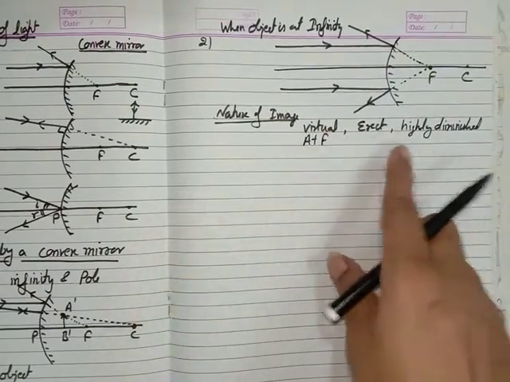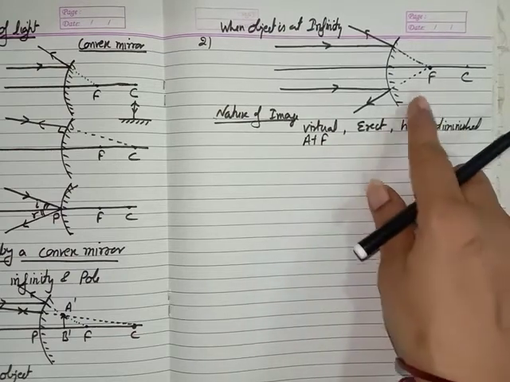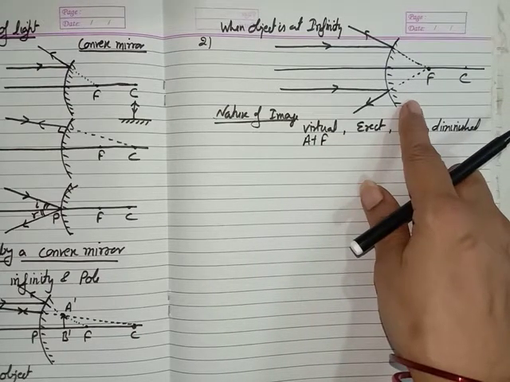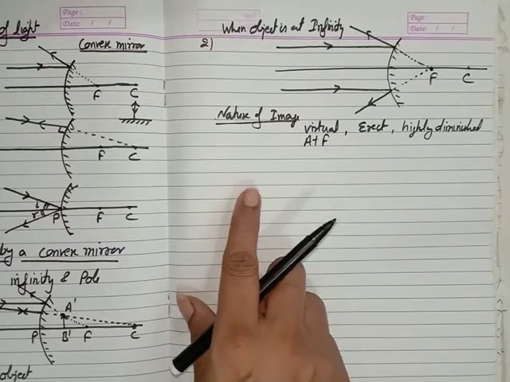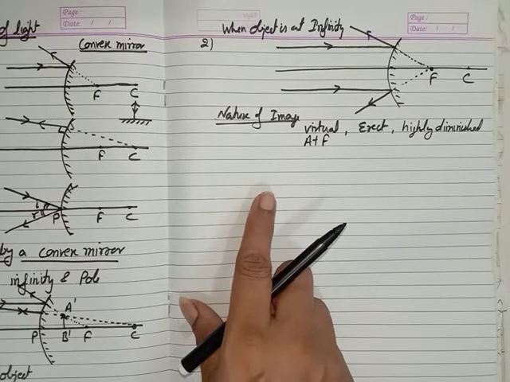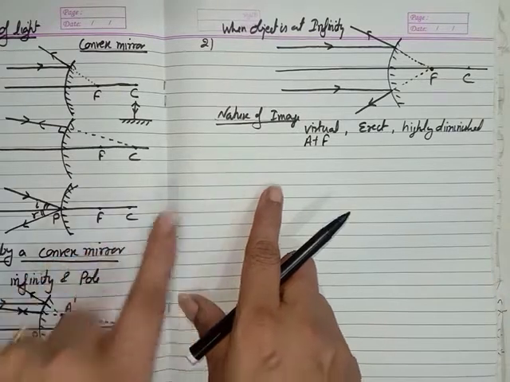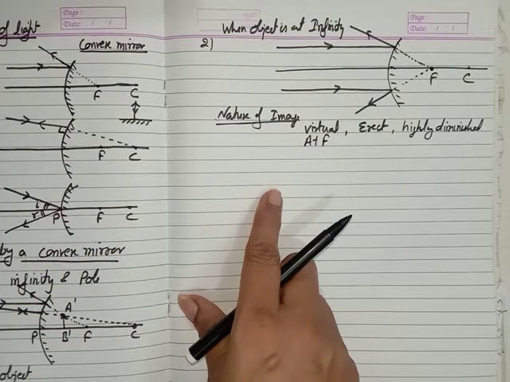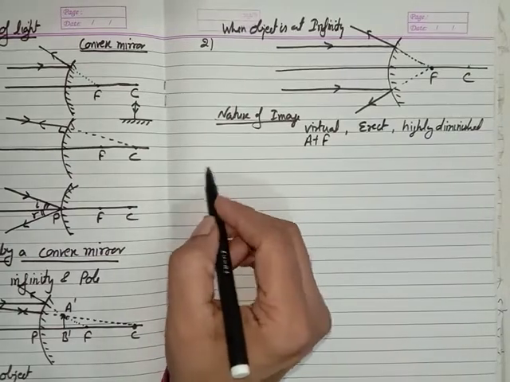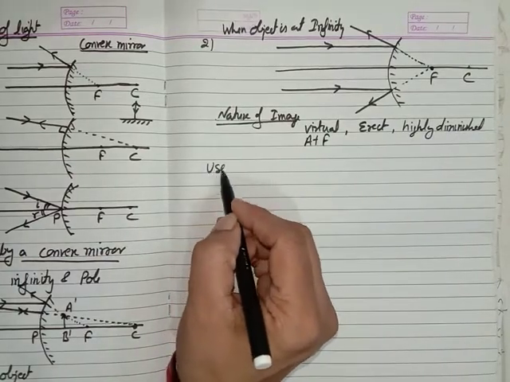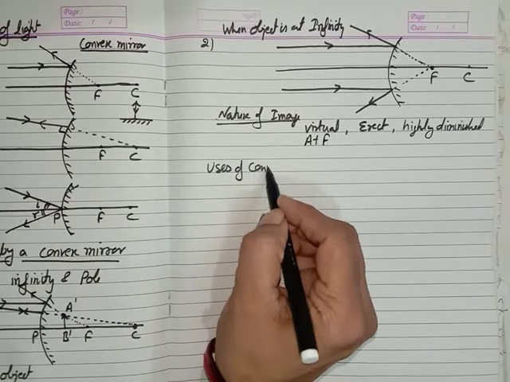So this is the nature of the image formed by the convex mirror when we place an object at infinity. These are the only two image formations by the convex mirror. And now, what about the uses of this mirror? Now I'm writing a heading here: uses of convex mirror.